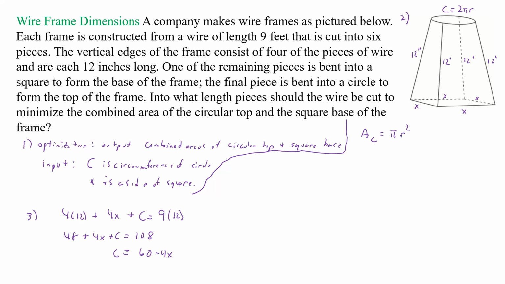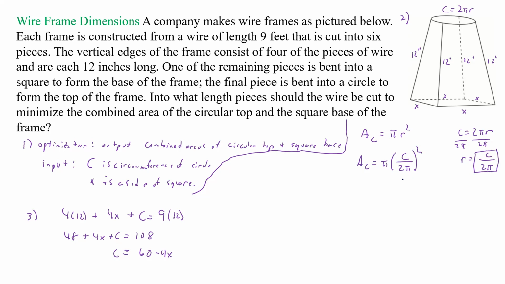Now, if we want this in terms of something that we're working with already, we're working with C's and we're working with x's. So can we get this in terms of a C with replacing that r? Well, if we solve this for r, if we have C equals 2 pi r, we divide by 2 pi, then we get r is equal to C over 2 pi. Now, this is in terms of C, so what we can do is plug that in here, and the area of the circle is pi times C over 2 pi, squared.